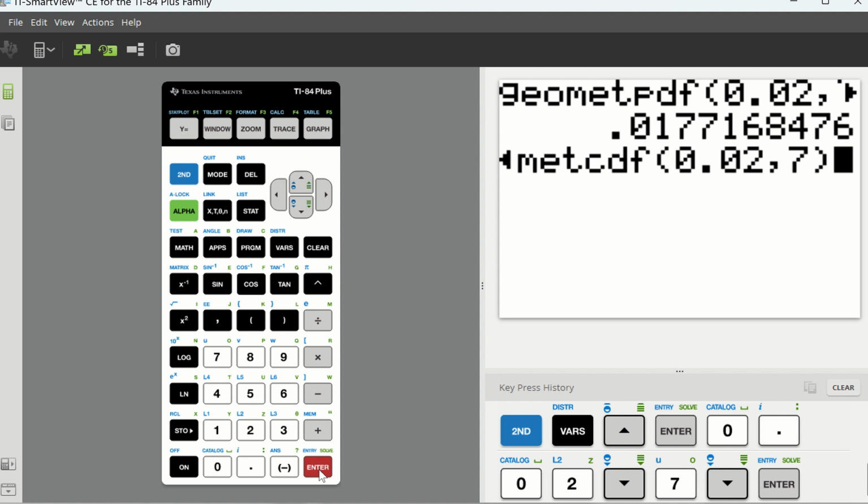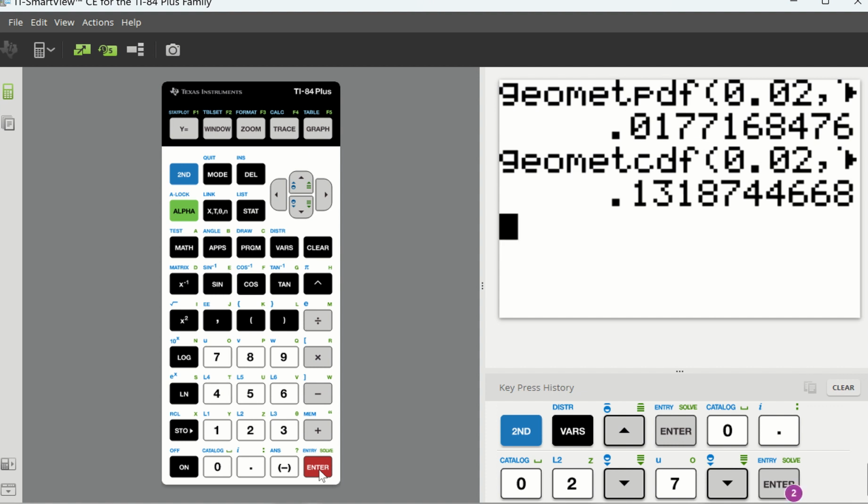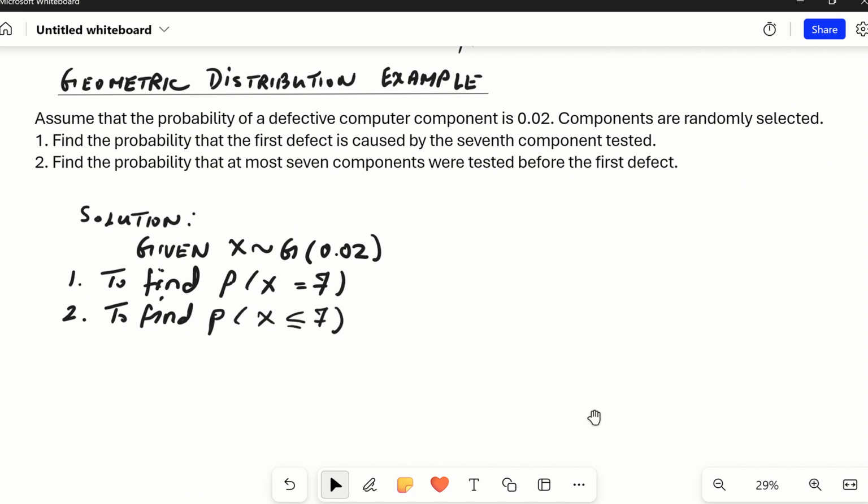Hit Paste, Enter, and then Enter again, and you get 0.13187. So roughly 13.2% is the probability that at most 7 components were tested before the first defect was found. And that's how you calculate probabilities for a geometric distribution using the TI-84.